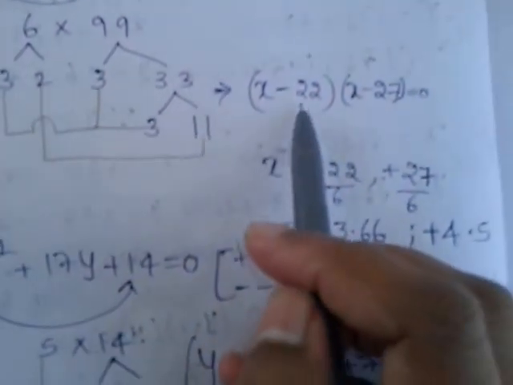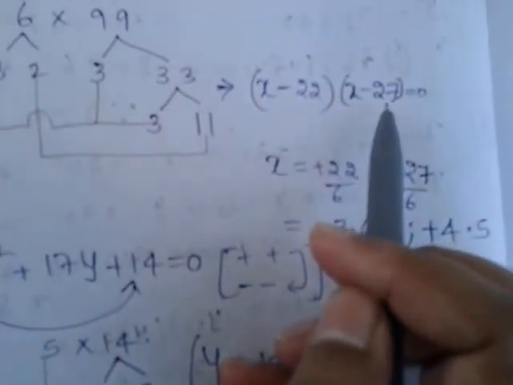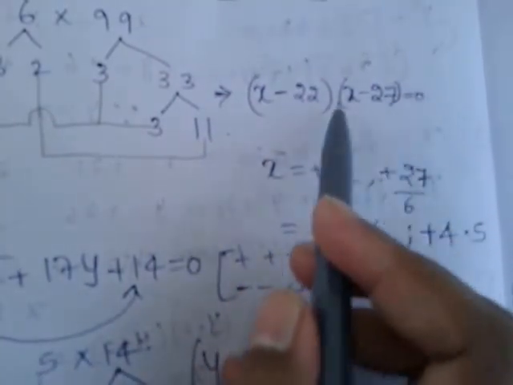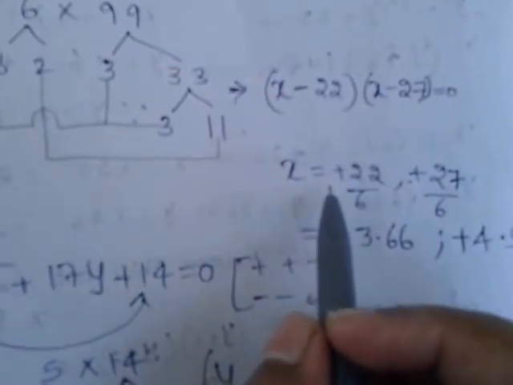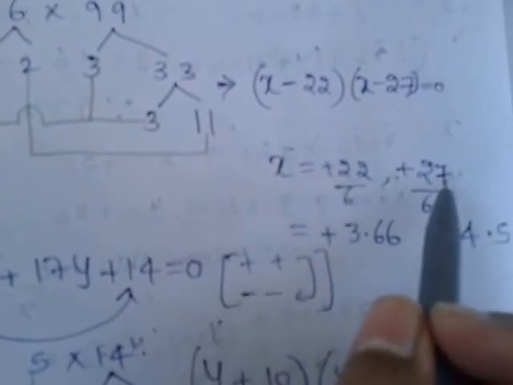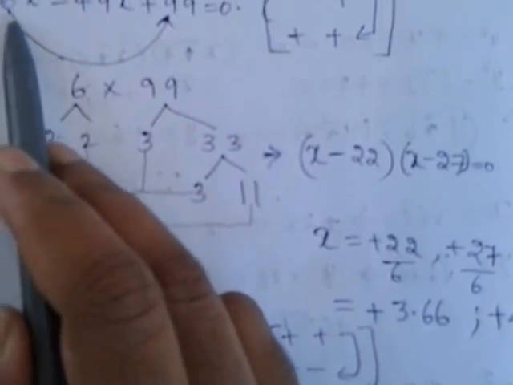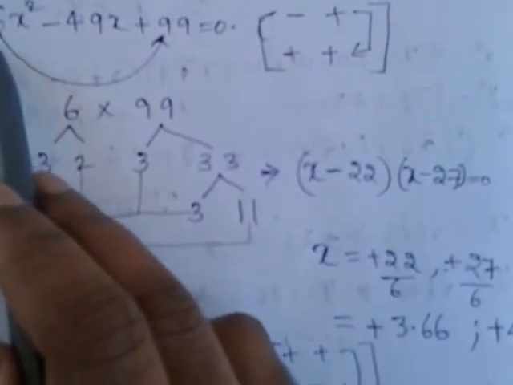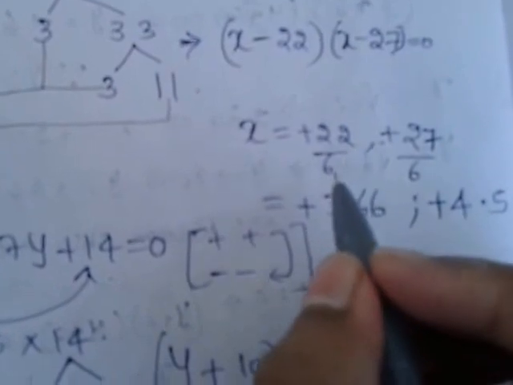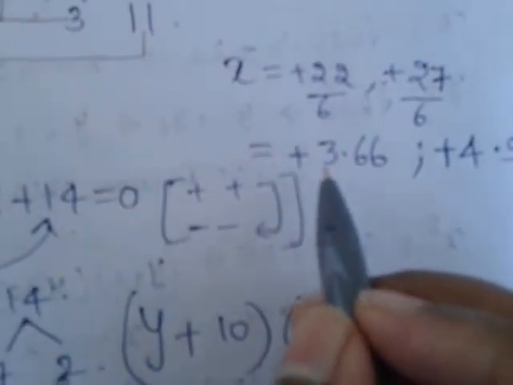So here you see plus 22 and plus 27, after equating these two separately equal to 0. So x is equal to plus 22 and plus 27, which you have to divide by 6, because here you have multiplication of 6 with the x square. So with that digit you have to divide it, so that you will get the roots for this x as 3.66 and 4.5 as your answer. Okay, now we will see one more equation.